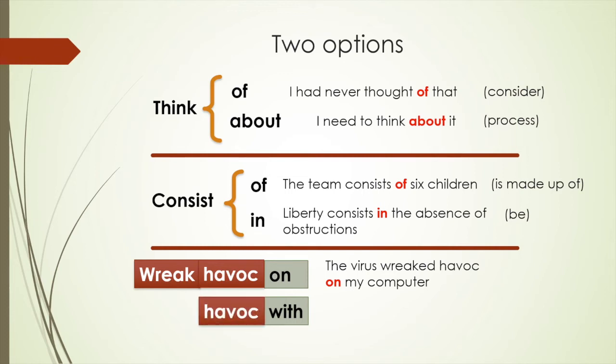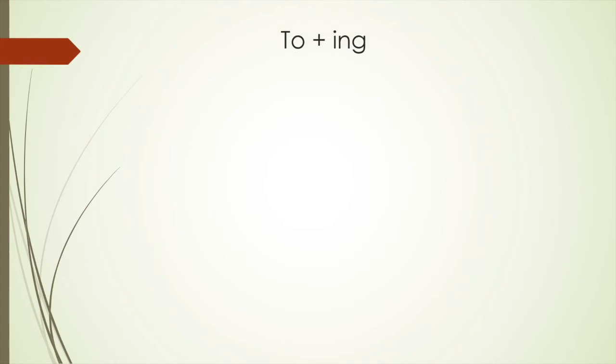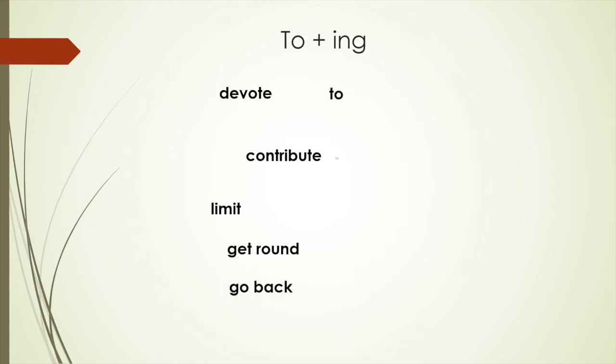I prefer to use it with when I say play havoc with, wreak havoc on. Like I said, you can say wreak havoc with as well. But you should be ready to encounter these sort of perplexing combinations. Sometimes you might think, which one is correct? Maybe both are correct. Anyway, to plus ing, there's nothing to that when you're a native speaker, but to plus ing is confusing to most learners because you're used to to plus infinitive.